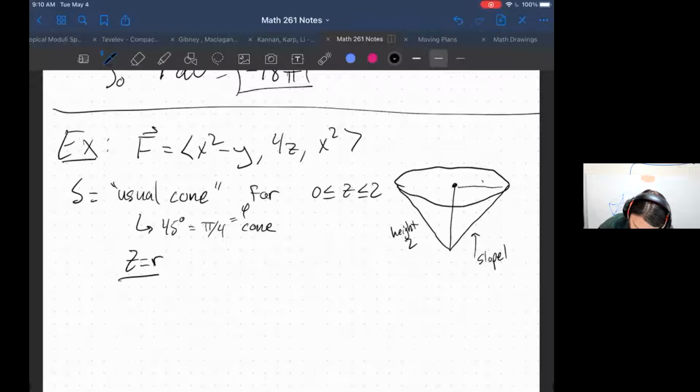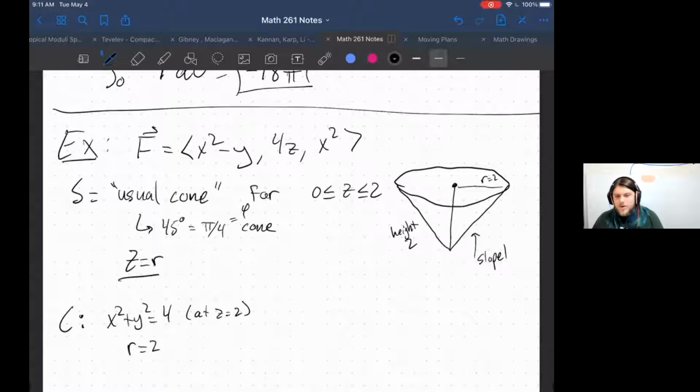Height 2, and a radius 2 at the very top. Anyways, this is our cone. So the boundary of the cone is a circle of radius 2, so you can say this is x squared plus y squared equals 4. Keep in mind that this is at height z equals 2, or you could just say that this is r equals 2 at z equals 2. Okay, so we've written down some information here.